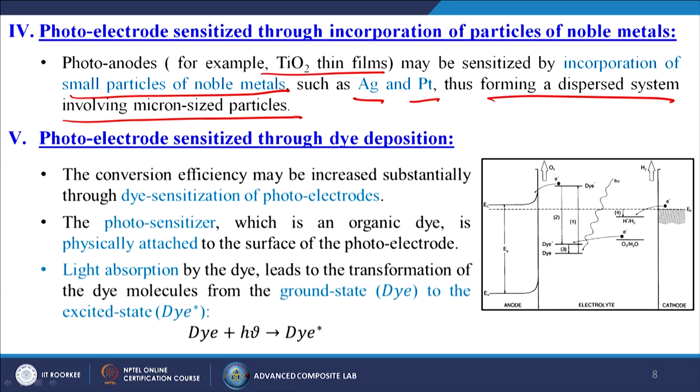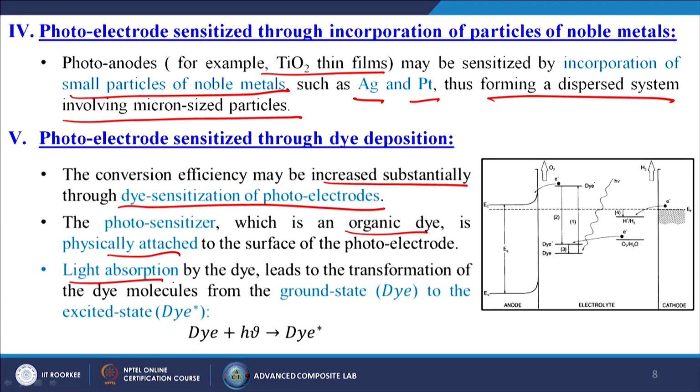Then the fifth one is called the photoelectrode sensitized through dye deposition. The conversion efficiency may be increased substantially through dye sensitization of photoelectrodes. The photosensitizer, which is an organic dye, is physically attached to the surface of the photoelectrode. So, now we are introducing another material to the photoelectrode. Some dye synthesized materials we are going to deposit, or do some kind of wrapping or coating onto the photoelectrode itself.